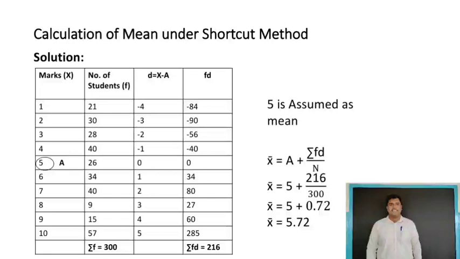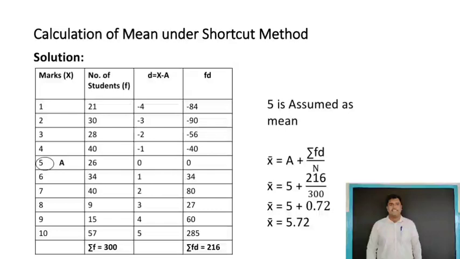And now after the assumption we calculate d is equal to x minus a. So for the first case it will be 1 minus 5, d will be minus 4. Next it is 2 minus 5, d is minus 3. Likewise we calculate d. And then the fourth step we multiply d with f and calculate fd and take a summation where we get sigma fd.